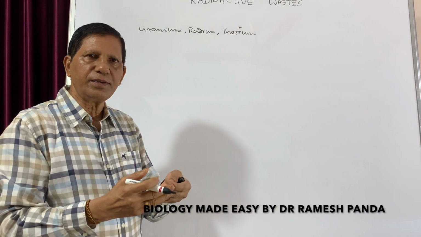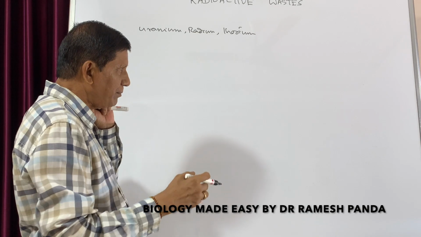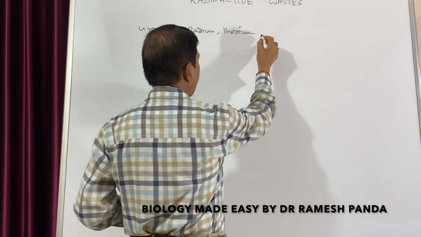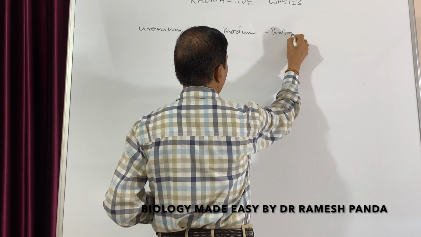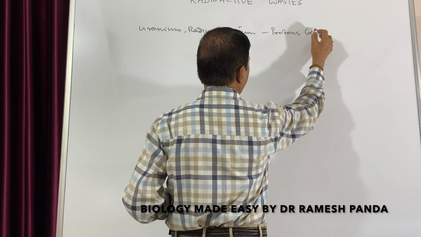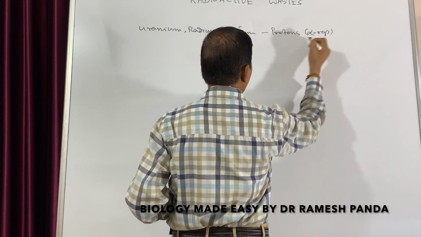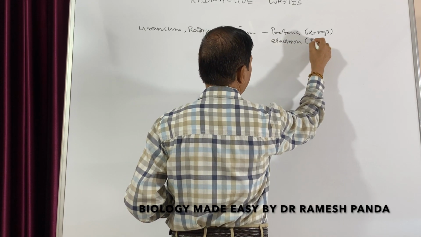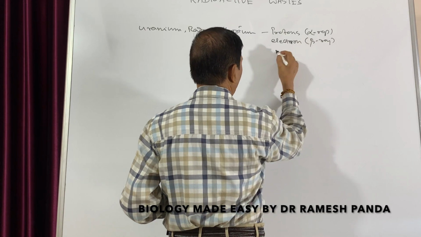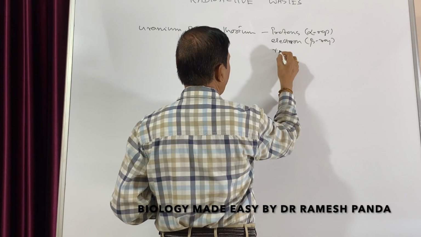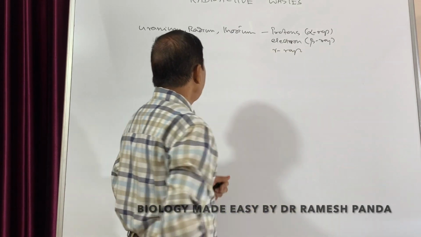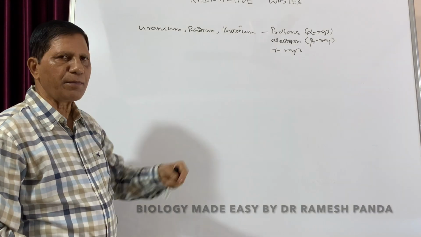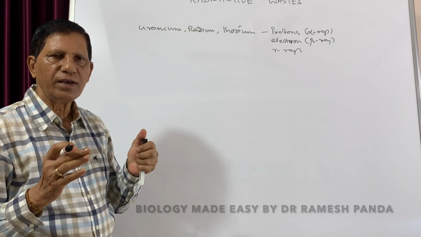They emit energy, and that emission from these elements is in the form of protons, or we can say alpha rays, or electrons, that is beta rays, or also gamma rays. So these substances emit these particles and rays, which is known as radioactivity.